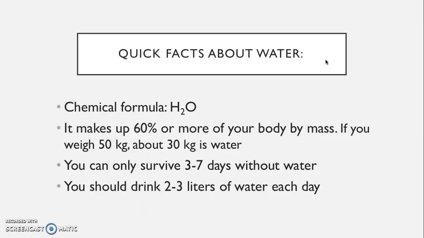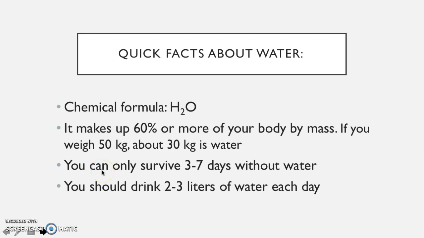So let's start with some quick facts about water. So we should all know that the formula for water is H2O, so that just means that there's this 2-to-1 ratio of hydrogen to oxygen in water. Water makes up at least 60% of our bodies, so estimates range from 60 to 75% of our bodies by mass. So that means that if we weighed you, and you weighed 50 kilograms, then 30 kilograms or more would be water. We also said that if you were without water, you could only survive for 3 to 7 days.